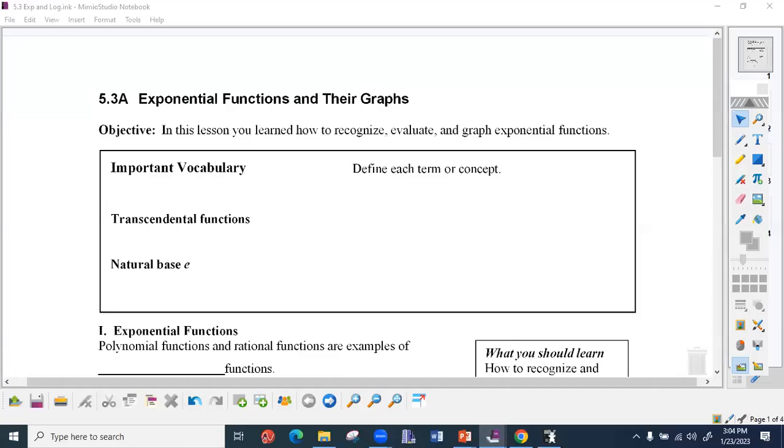All right, here we go. 5.38, exponential functions and their graphs. This should feel like a review because we spent an entire three weeks in Algebra 2 on exponentials.